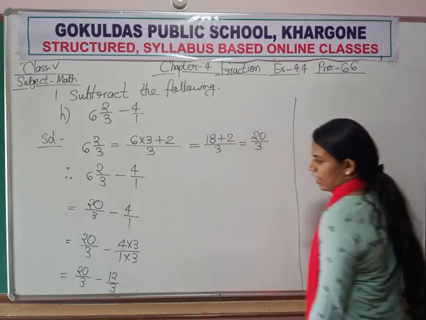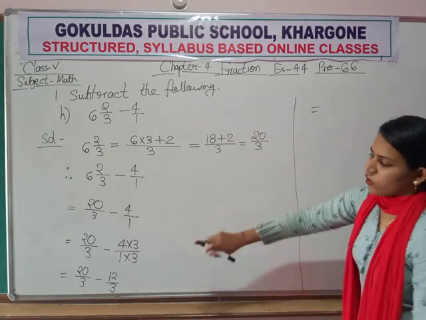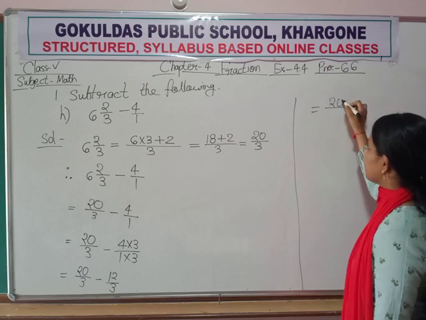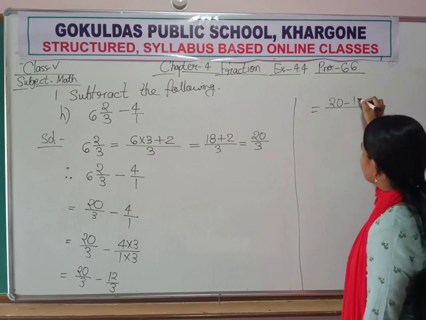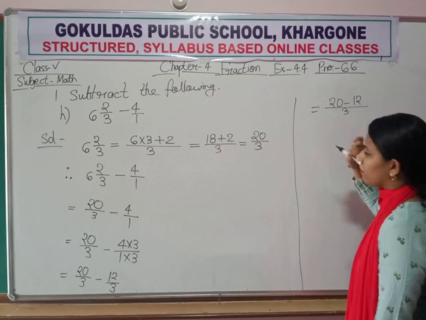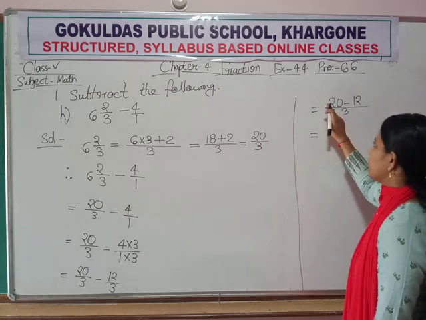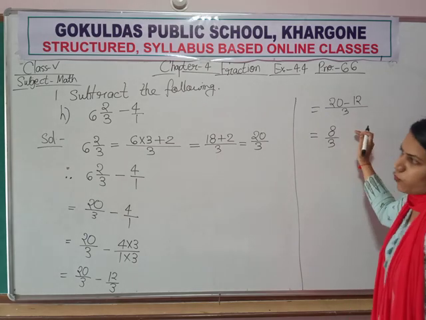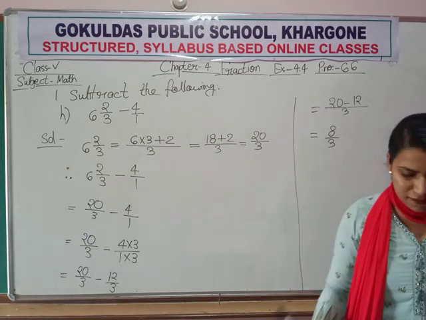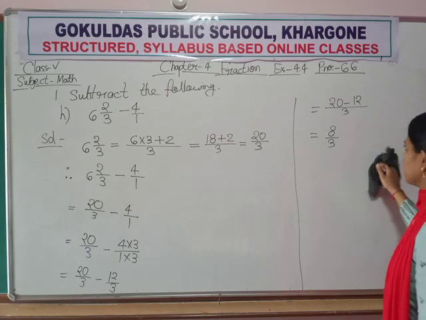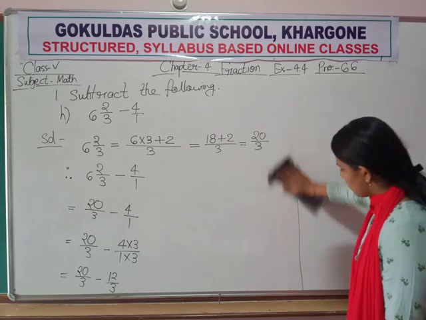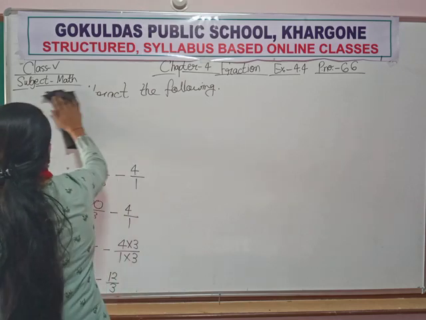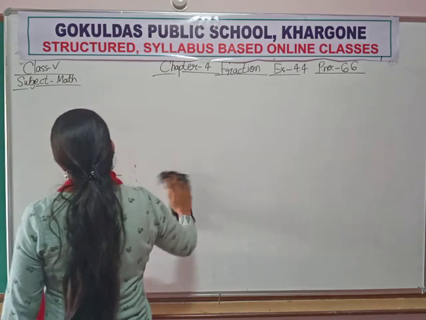Now both the fractions are like fractions, so we will directly subtract the numerators, that is 20 minus 12 over the same denominator. 20 minus 12 is 8 upon 3. So 8 upon 3 is our final answer. So question number 1 is done from my side.